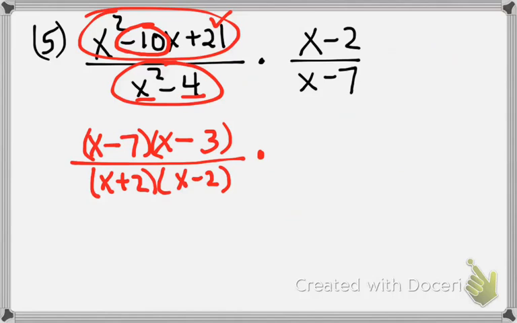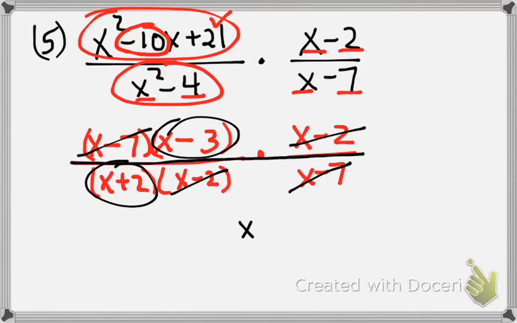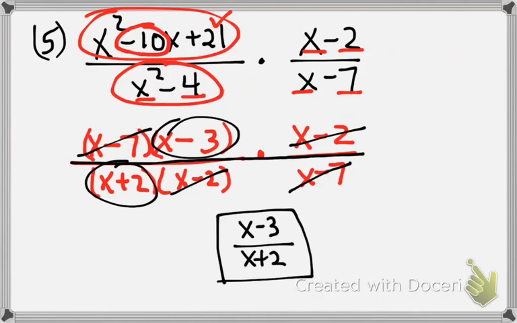Okay, so the other fraction is already factored, and I know that because there's not anything I could take out of x or 2 that would simplify it, and there's not anything I can take out of x or 7 that would simplify it. So now it's just one great big fraction, and anything in the numerator can cancel with anything in the denominator. So I'm going to cancel x minus 7 with x minus 7, and x minus 2 with x minus 2. So I'm left with x minus 3 over x plus 2, and that's my solution.